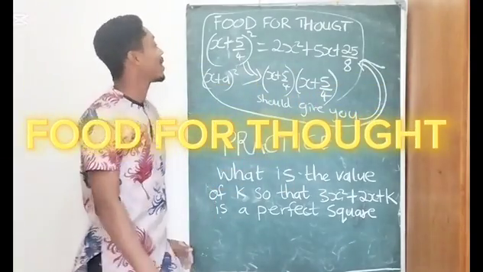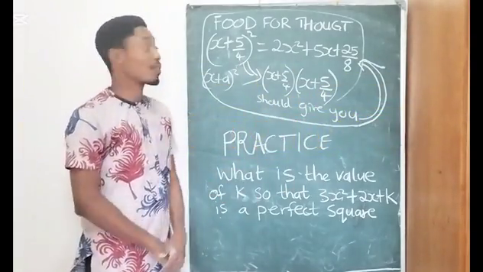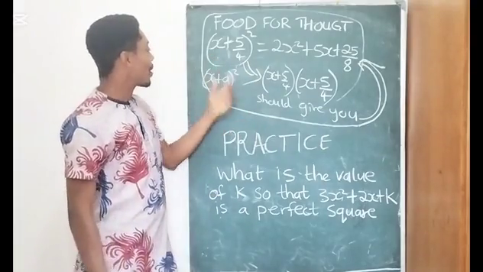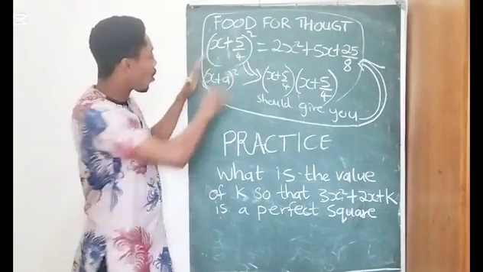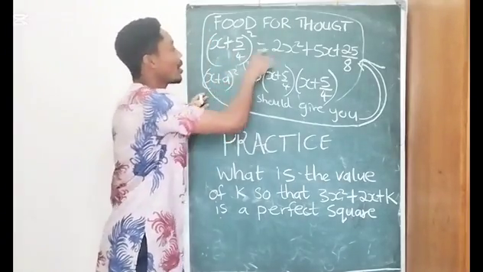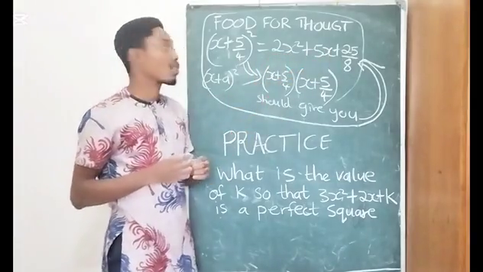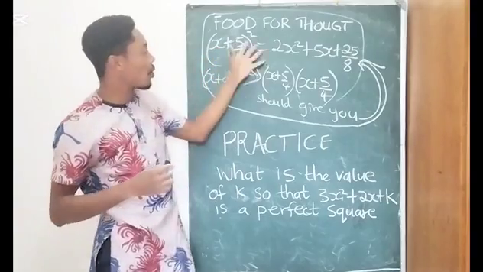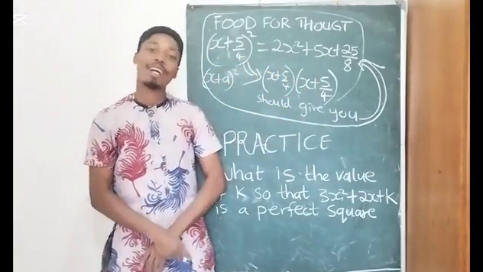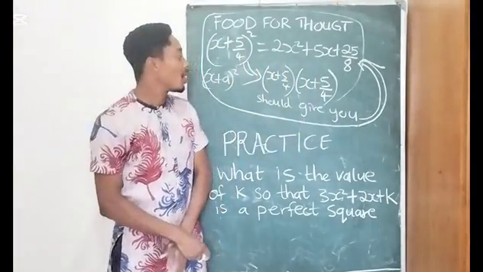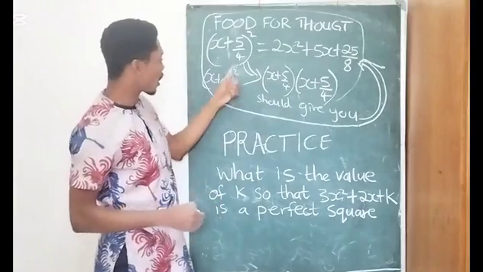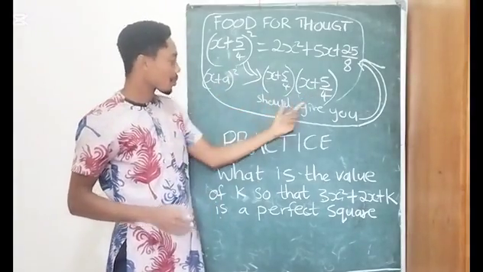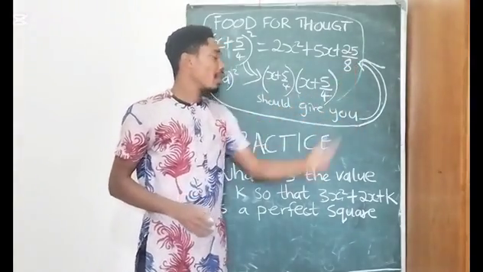So food for thought, from what we've just found, remember that the value of a is 5 over 4. x plus a all squared would give us the quadratic expression. So we can say that x plus 5 over 4 whole squared will give us 2x squared plus 5x plus 25 all over 8. You can check this for yourself, expand this, it should give you this.